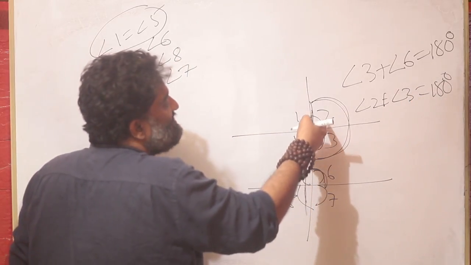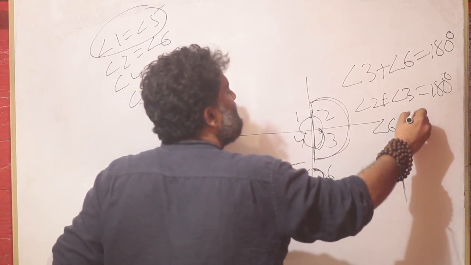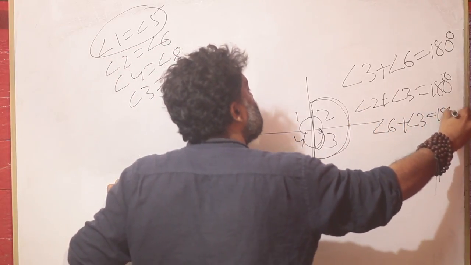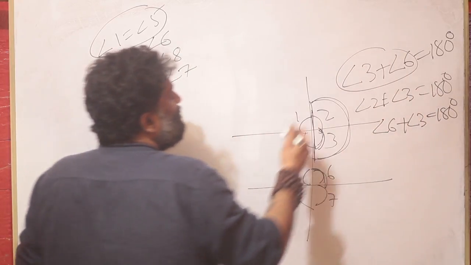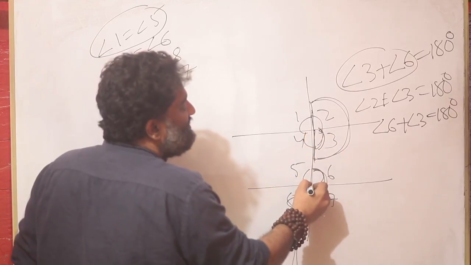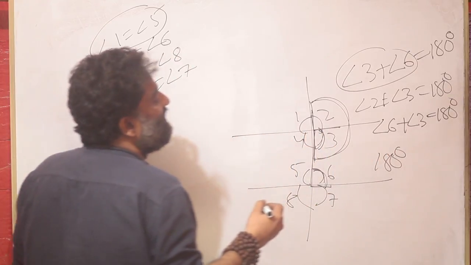And instead of 2 you can write angle 6. Angle 6 plus angle 3 is equal to 180 degree. And that's it. You proved it. So interior angles on the same side, the total of their angles is always going to be 180 degree.